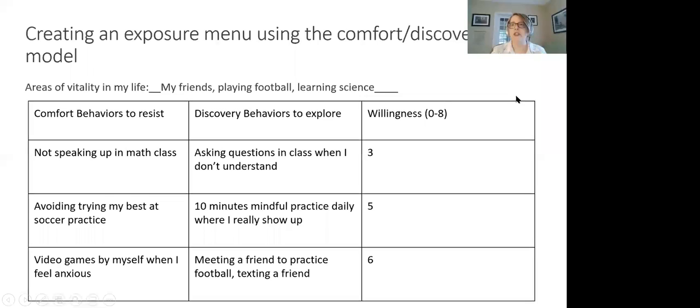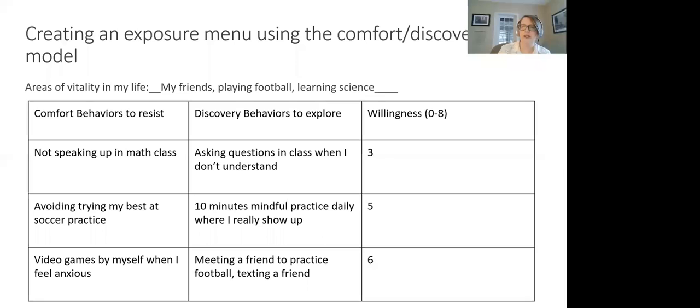So here's how we might actually make a hierarchy using that little model we were talking about, the comfort versus discovery zone model. Let's say areas of vitality in a young person's life are my friends, playing football, and learning science. They might come up with, all right, what are the things I do to keep myself comfortable? And we're going to resist those, right? So, not speaking up in class, avoiding trying my best at soccer because that might make me stand out, and video games by myself when I'm anxious. I hide. I just play video games.